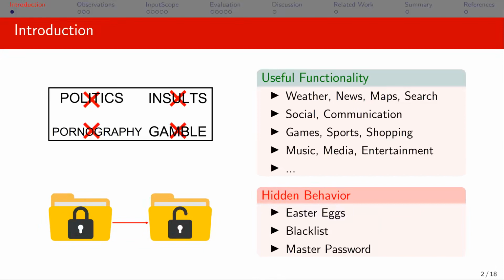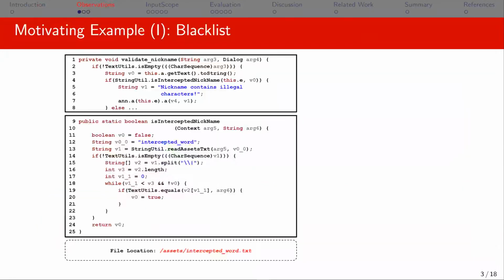Let me show you several motivating examples of these hidden behaviors from real-world apps. The first example is from a news app that validates its user's nickname against a blacklist of keywords. This app has more than 50,000 installs from Google Play and 1.1 billion installs from all alternative markets together.